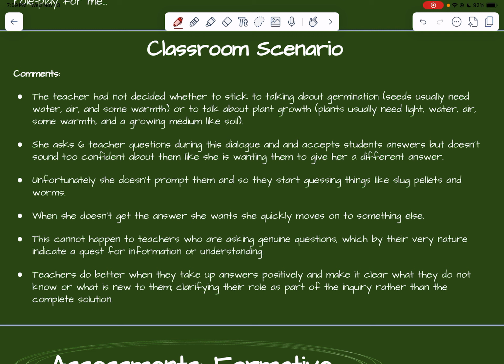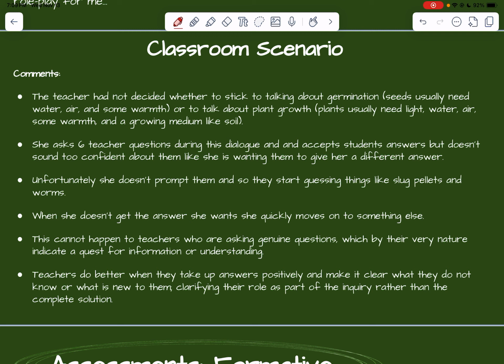She asks 6 teacher questions during this short dialogue and accepts students' answers, but doesn't sound too confident about them, like she's wanting them to give her a different answer instead of just validating, yes, that's good. Okay, so now we've got this. What other aspects? And maybe giving them some sort of hint to lead them to what she was actually wanting. Now, unfortunately, she doesn't prompt them, like I just said, and so they start just guessing random things like slugs, pellets, and worms. When she doesn't get the answer she wants, she quickly moves on to something else instead of helping bring their minds to the answer that she's looking for.